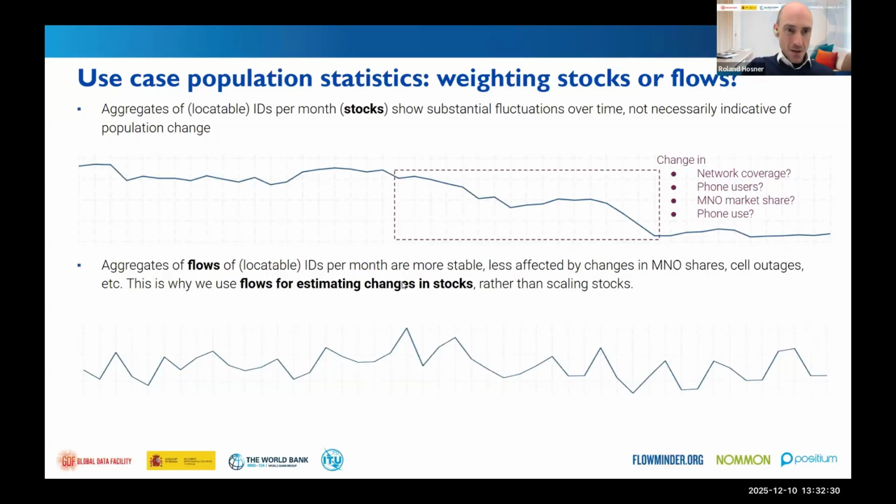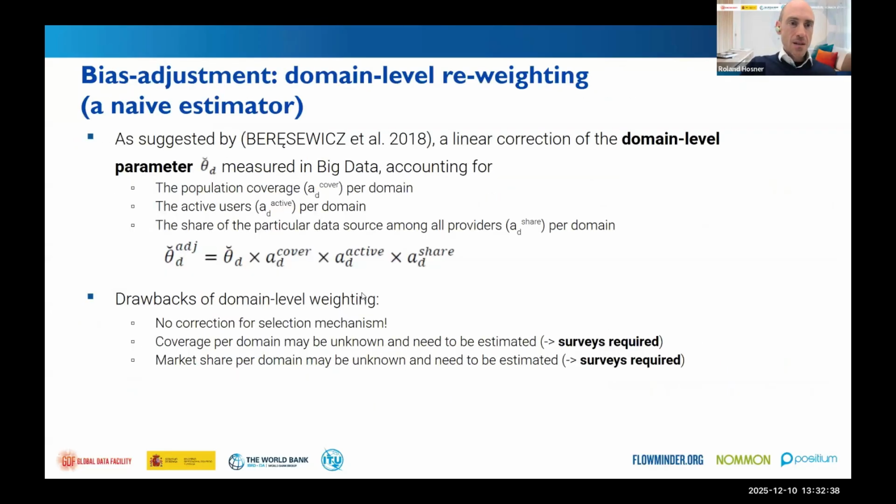So we are using flow data, but so far these are still CDR aggregates, sums of IDs changing their home location from one month to the next. So these are unadjusted. Now there are several methods suggested in the literature. This is probably the final part of the presentation, but I'm showing you one in particular. And this Eurostat report by Deravesvich from 2018 suggests what they call a domain level reweighting.